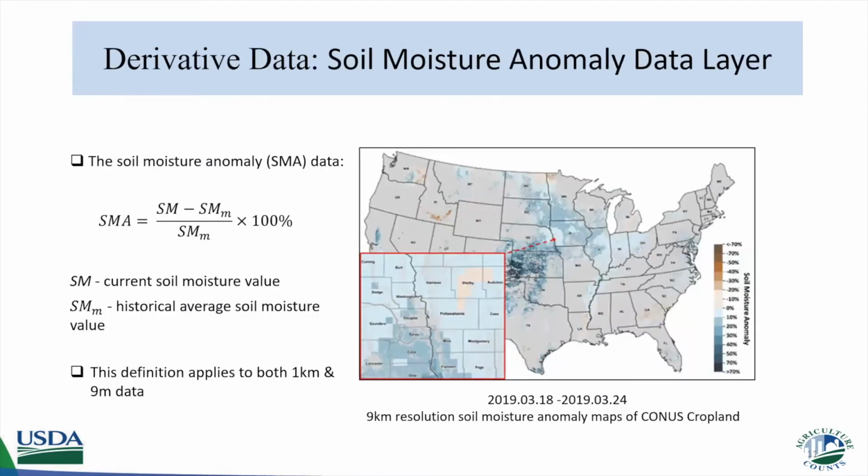Yeah, as we will see this. And the derivative data, the anomaly data, is very simple. We just compare the current soil moisture level with the historical average. So this is the result we look at. We can see from the average, from the anomaly.